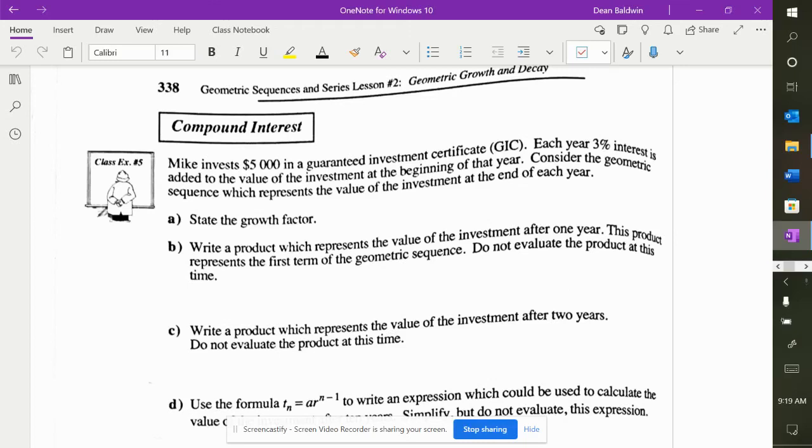invests $5,000 in a GIC. Each year he gets 3% interest at the beginning of that year. Consider the GM. Okay, what's the growth factor if you get 3% interest every year? 1.03, right?